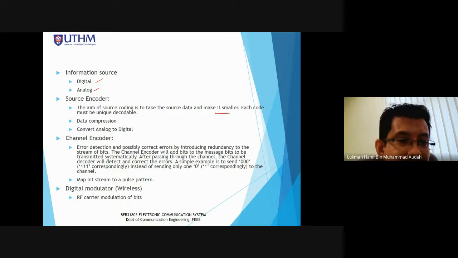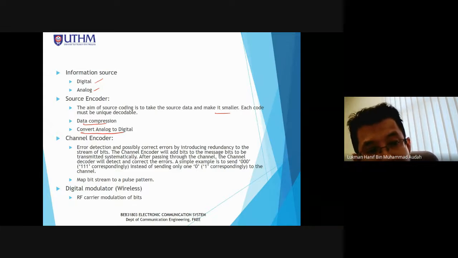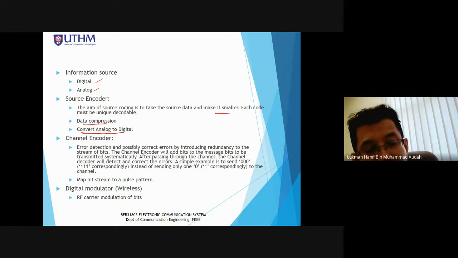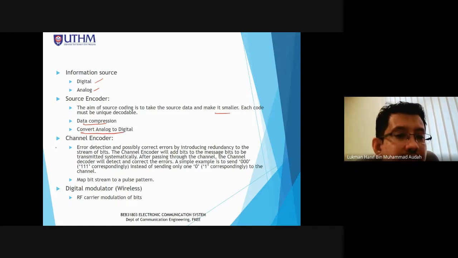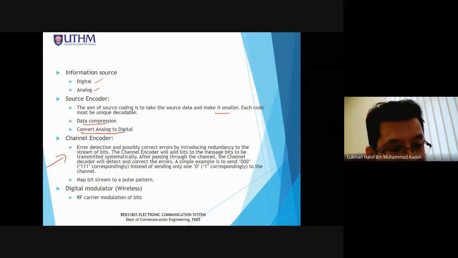Okay, so for example, the data compression process: we convert analog to digital. Itu berlaku dalam source encoder. So kalau inputnya adalah analog, kita perlu convert kepada digital and then we do the compression. Okay, kalau inputnya adalah digital, then we can proceed with the compression. And then the channel encoder means that we will add redundancy into the bits, so that we can detect the error and correct the error.